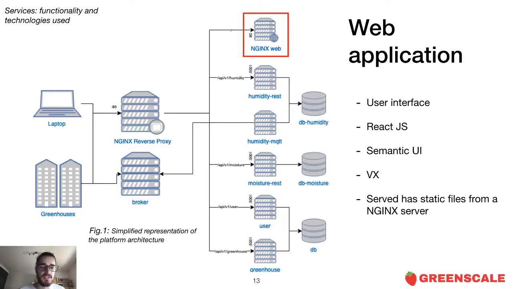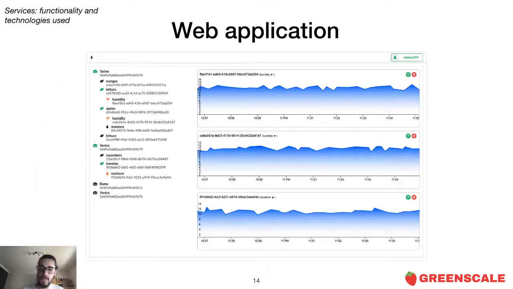Now, the web application. This service provides a web interface to interact with the platform. This allows the user to see the sensors, telemetry, and add greenhouses, beds, and sensors. This web application is fully built on React.js, a JavaScript library for building user interfaces. The UI components were all sourced from a library and UI framework called Semantic UI. The graphs were built using D3.js React wrapper called VX.